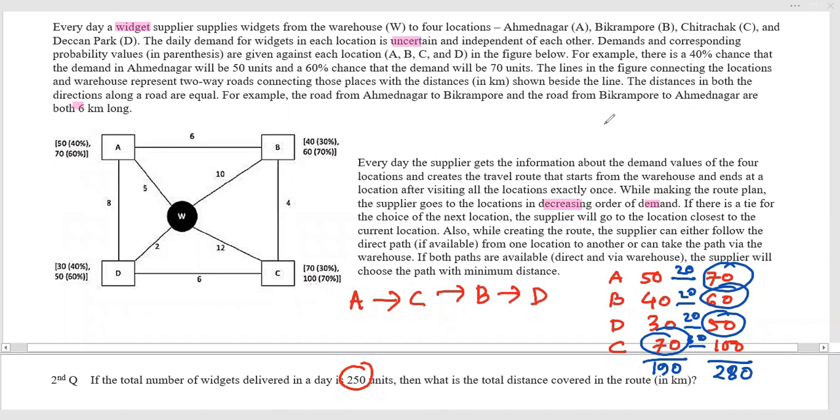Now the kilometers I need to find out. A is 5, 5. Then A to C it would be 5 plus 12, that is 17. Then C to B it should be 4. B to D it would be this way, 10 to 12. Now if you add it up, it would be 9, 21, 21, 38. So the answer for the second question is 38 kilometers distance covered.